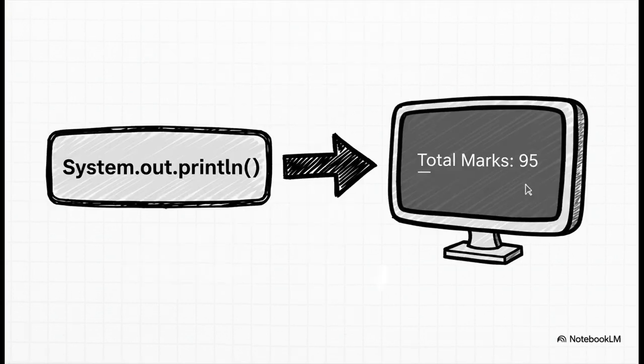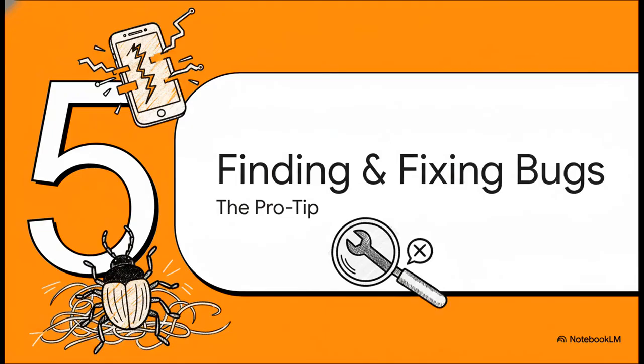And finally, step 3, we show our work. That System.out.println command is basically just a fancy way of saying, hey computer, print a line of text to the screen. And what we're printing is a label, like total marks, followed by the actual number that's stored inside our total variable. And just like that, we've built an app.